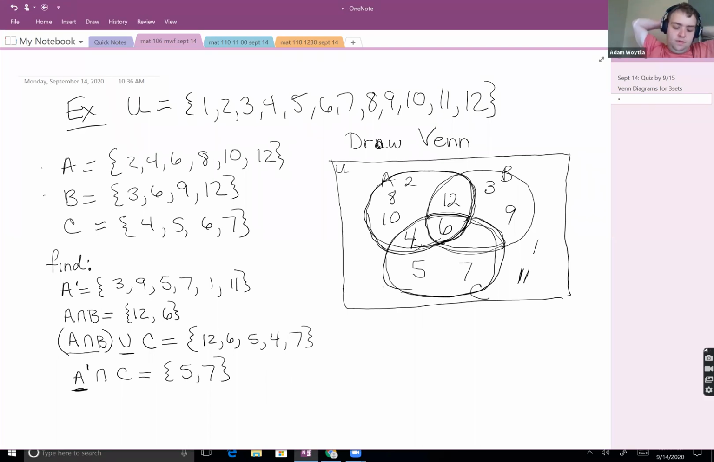If it's challenging getting the more involved ones like that from the diagram, go to the rosters. Make a roster for A complement, which we did already. Make a roster for C, which we did already, and compare these two sets. What's outside of A got in common with inside of C? Comparing the rosters, does everybody see that A complement and C both share just 5 and 7?